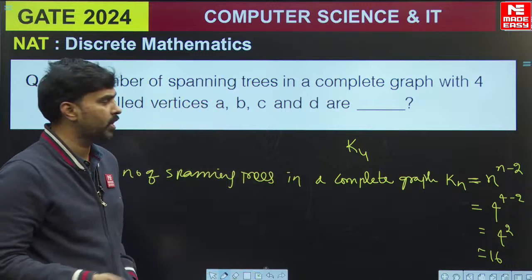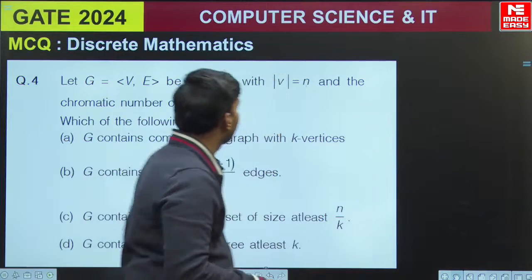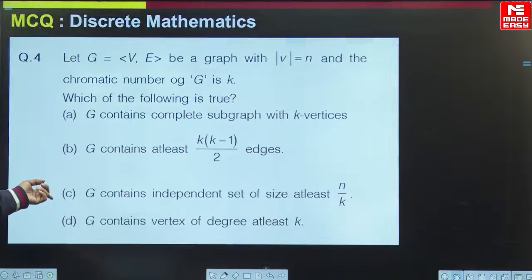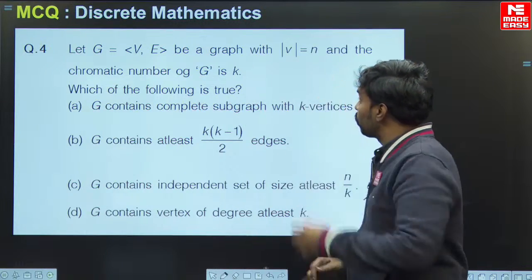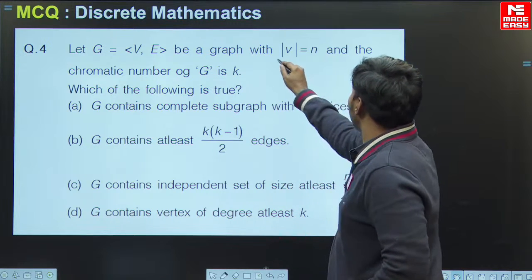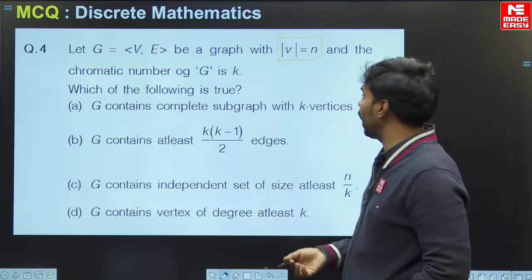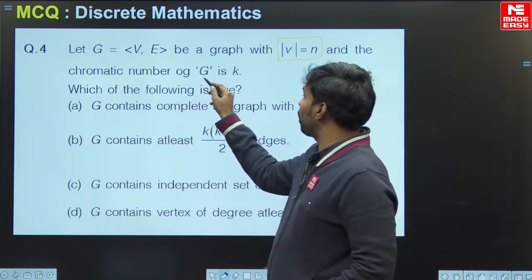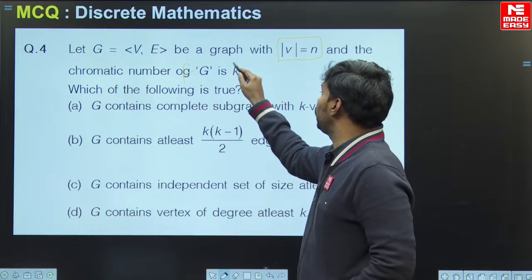It's a simple question, but a direct question. सीधा property है, formula है, तो direct आ गया, right? Now coming to the last question, again it is from the graph theory question only. यहाँ पर एक ग्राफ दिया है और उसका mod v is equal to n, right? The number of vertices are n here, and the chromatic number of the graph G is k here.